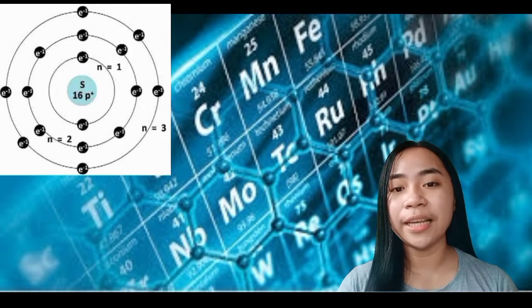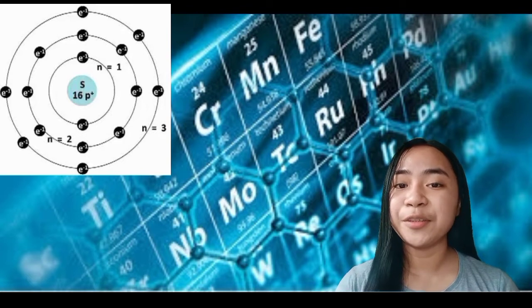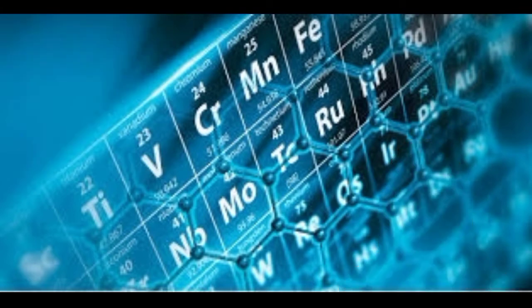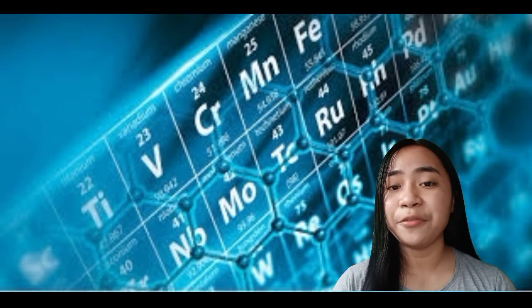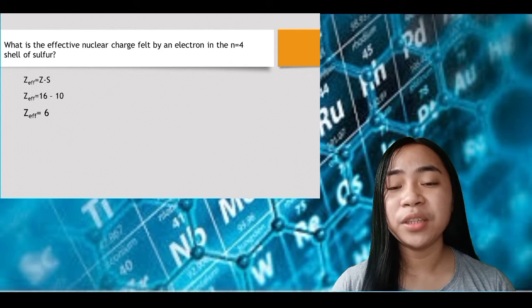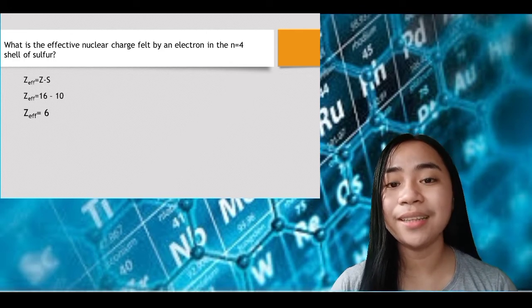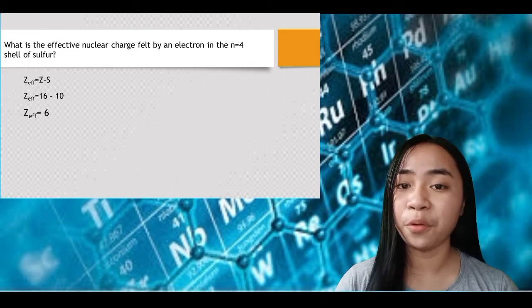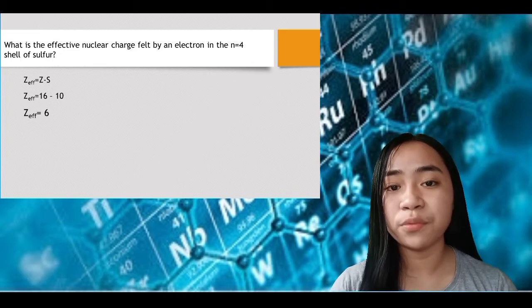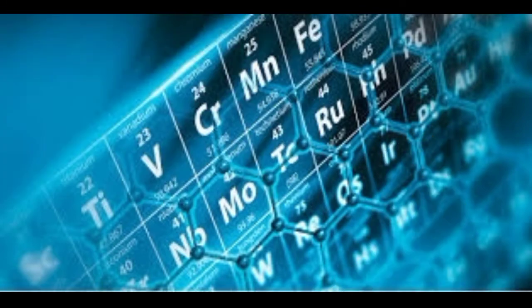So the n equals 3 shell of sulfur can hold 14 electrons. But since sulfur has only 16 electrons and we already diagrammed 10 electrons, there are 6 electrons left to be put on the n equals 3. So in order for us to get the effective nuclear charge, we're going to subtract the number of inner shell electrons from the number of protons in the nucleus. So 16 less 10 is equal to 6. Therefore, the effective nuclear charge of sulfur is 6.